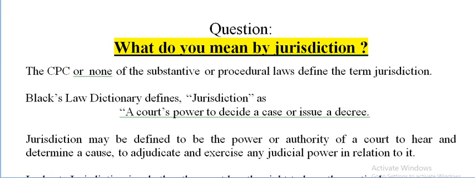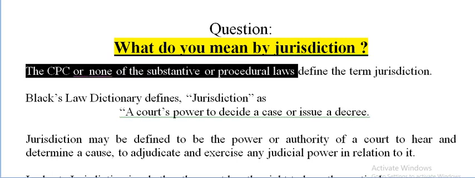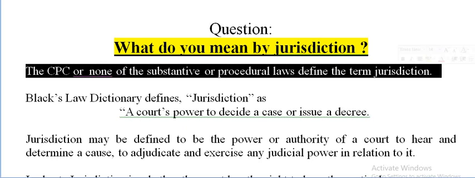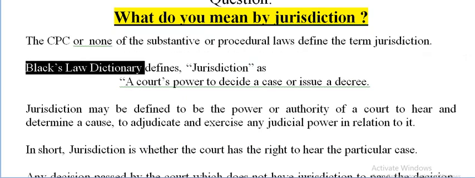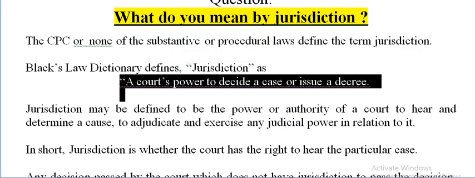Bismillahirrahmanirrahim. What do you mean by jurisdiction? The CPC or none of the substantive or procedural laws define the term jurisdiction. Black's Law Dictionary defines jurisdiction as a court's power to decide a case or issue a decree. So from Black's Dictionary we can see a definition of jurisdiction: a court's power to decide a case or issue a decree.